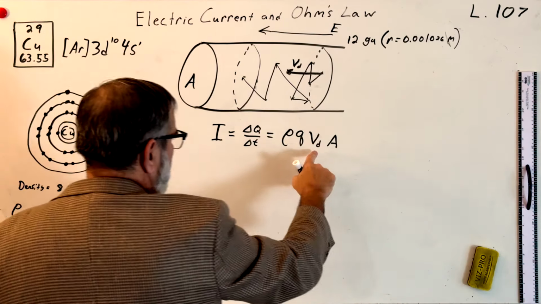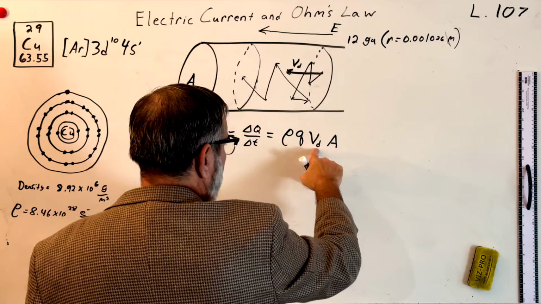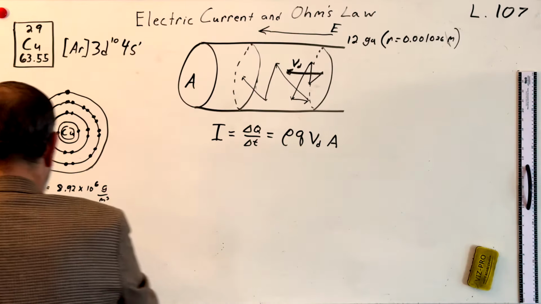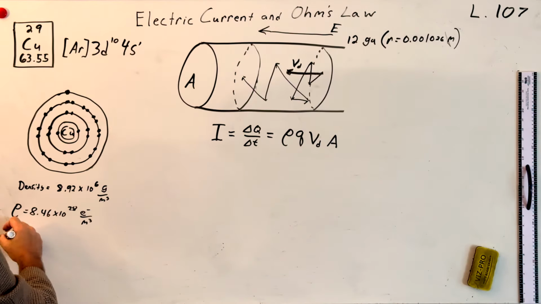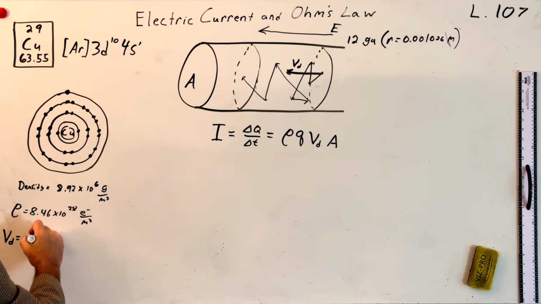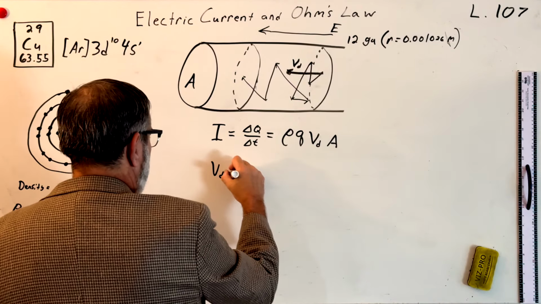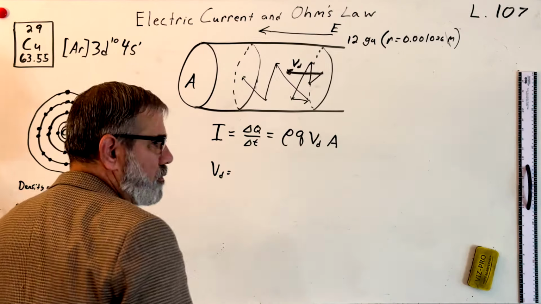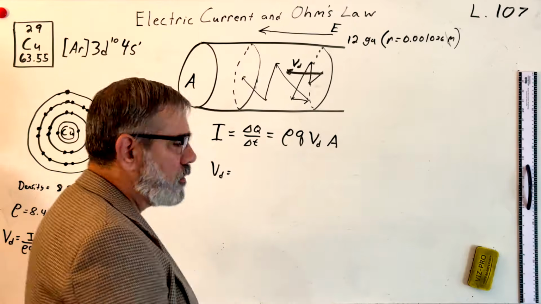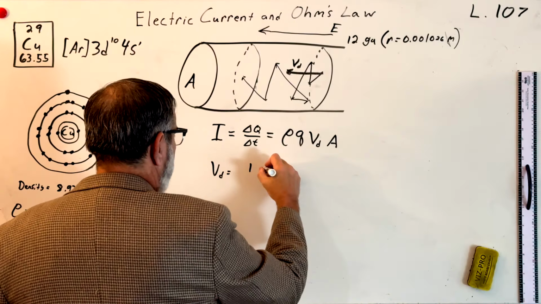So what I want to do is solve for the drift velocity here. I'm going to write it over here because it'll be something we want to carry with us later. V sub d is equal to I, the current, divided by rho Q A. So let's plug this in. We'll assume a current of 1 amp, that's 1 coulomb per second. So we'll put 1 amp.